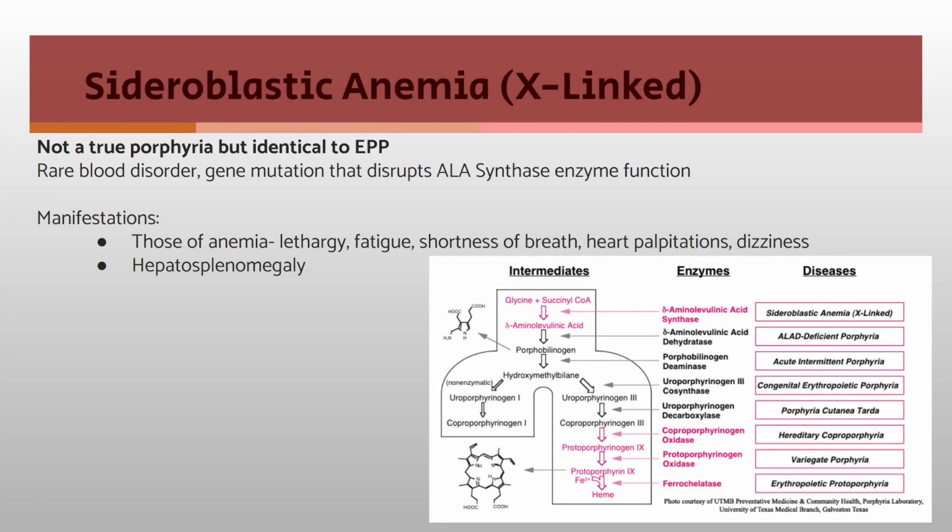Now we're going to talk about sideroblastic anemia, which is X-linked. Remember at the beginning I said it's not really a true porphyria, but it's pretty darn identical to EPP. EPP being a mutation in what? That's right, ferrochelatase. So sideroblastic anemia being X-linked, you're going to get the same manifestations, maybe even a few extras like anemic type symptoms: lethargy, fatigue, shortness of breath, heart palpitations, and dizziness. The mutated enzyme is ALA synthetase. That is actually the first enzyme here, the one that converts succinyl-CoA and glycine to aminolevulinic acid.